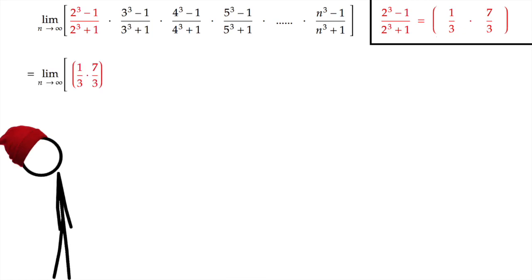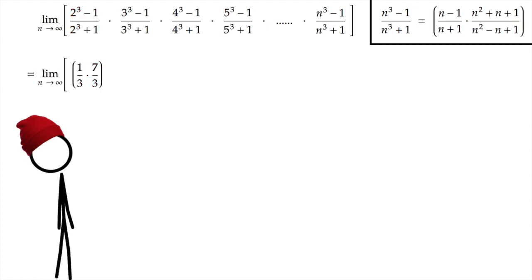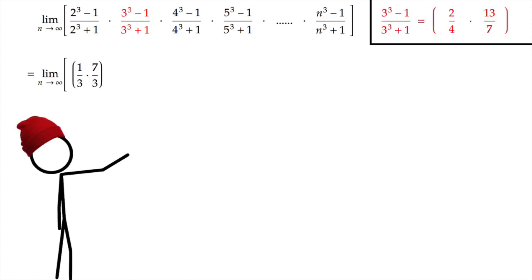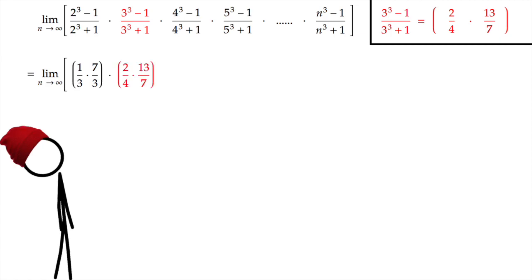Okay, so I'll write that down. And next we do the second term, 3 cubed minus 1 over 3 cubed plus 1. That's the special case when n equals 3. Plug in n equals 3, and we get 3 cubed minus 1 over 3 cubed plus 1 equals 2 over 4 times 13 over 7. Yes, write that down too.